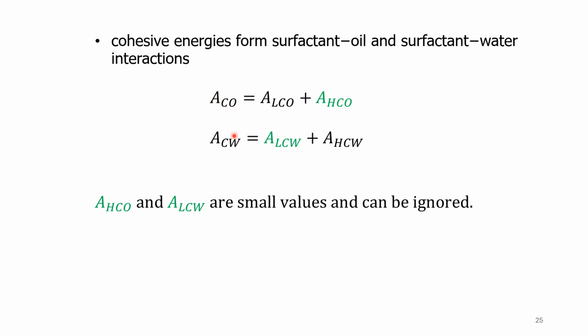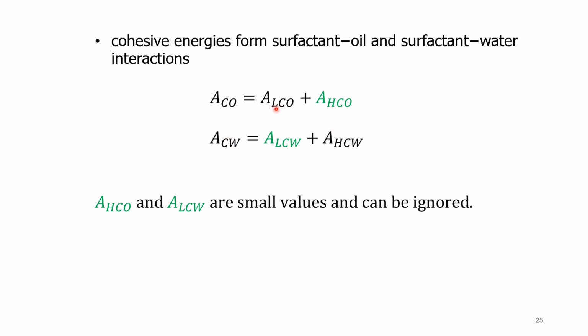For the interactions of the surfactant with the water phase, it involves the tail part of the surfactant interacting with the water, as well as the head group of the surfactant interacting with the water phase. So these two types of interactions result in the surfactant interactions with the water phase.